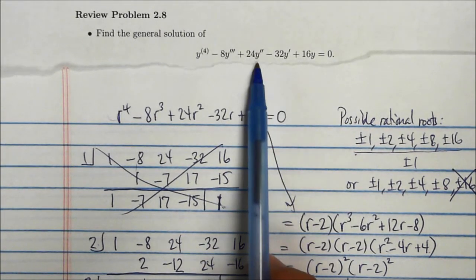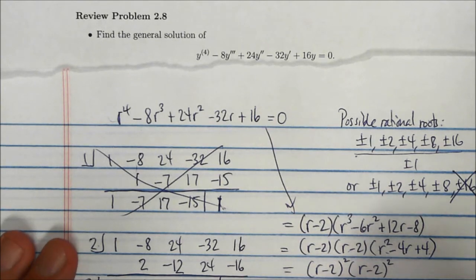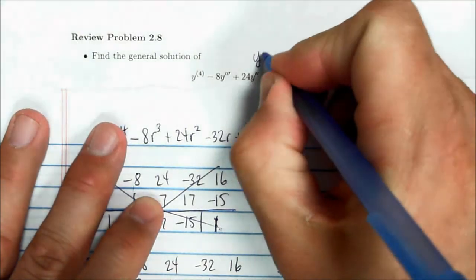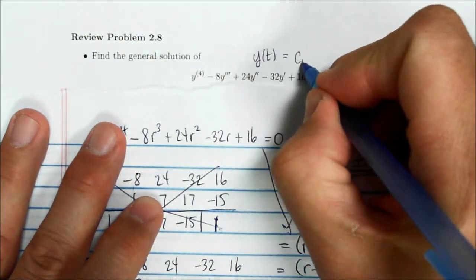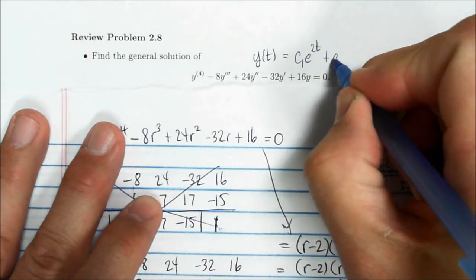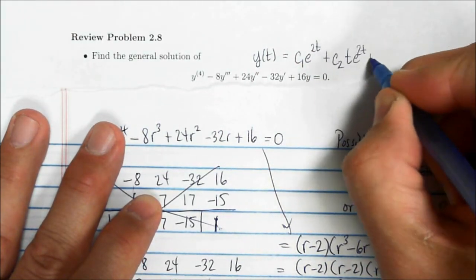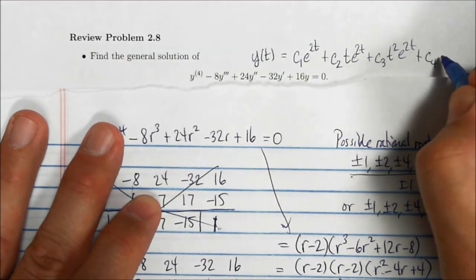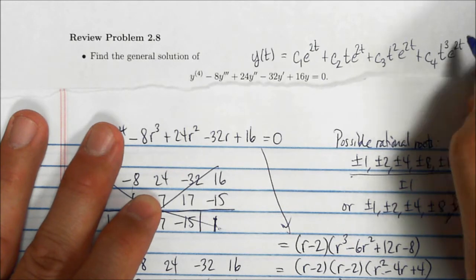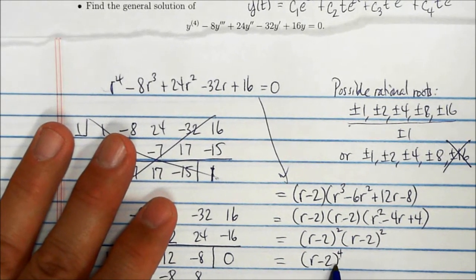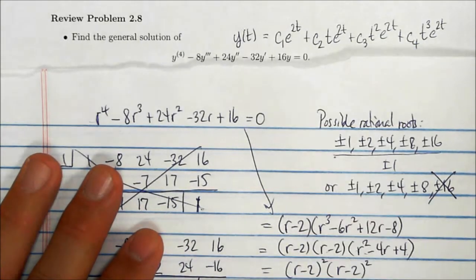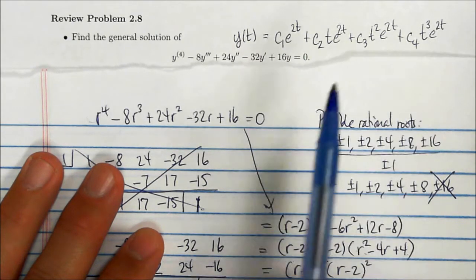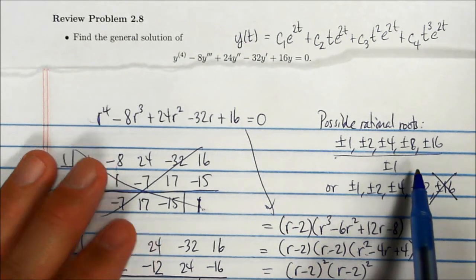So coming back to the original differential equation, that means that we can write the solution as y of t is equal to c1 e to the 2t plus c2t e to the 2t plus c3t squared e to the 2t plus c sub 4 t to the third e to the 2t. So r equals 2 is a root of order 4, so this brings 4 terms, 4 linearly independent terms in the solution of the differential equation. So that would be the general solution of this differential equation.